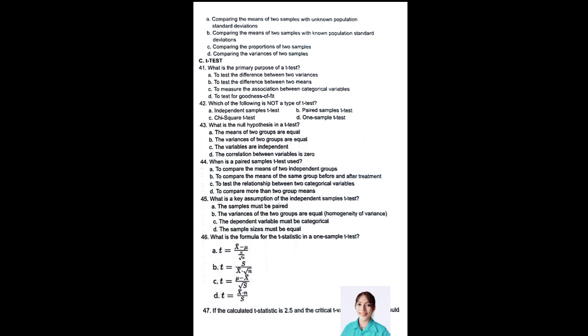So option C, which is the chi-square t-test, is not a type of t-test. Number 43. What is the null hypothesis in a t-test? The null hypothesis in a t-test is that the means of two groups are equal. So that's option A.